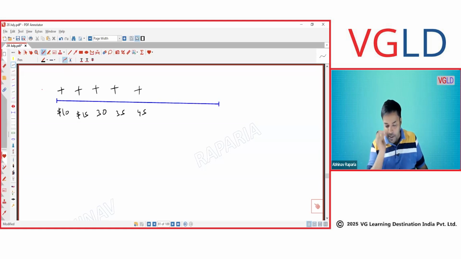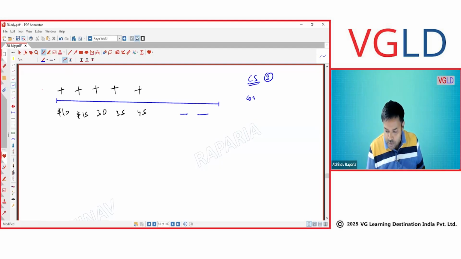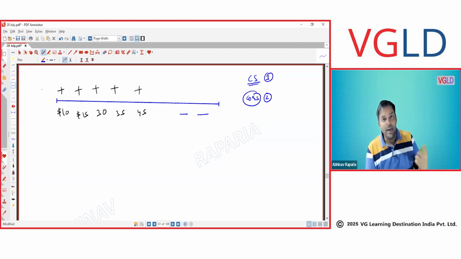You purchase how many items? 5 items. Let's say you have sold 2 items. That means what is your closing stock? How many units are left in the closing stock? 3 items. You have sold 2 items, so that means your COGS, cost of goods sold, is for 2 items. Is that okay? FIFO, LIFO tells you which item you are selling.